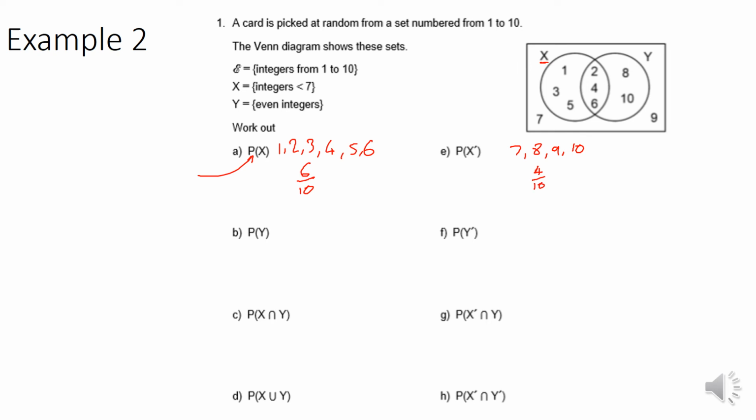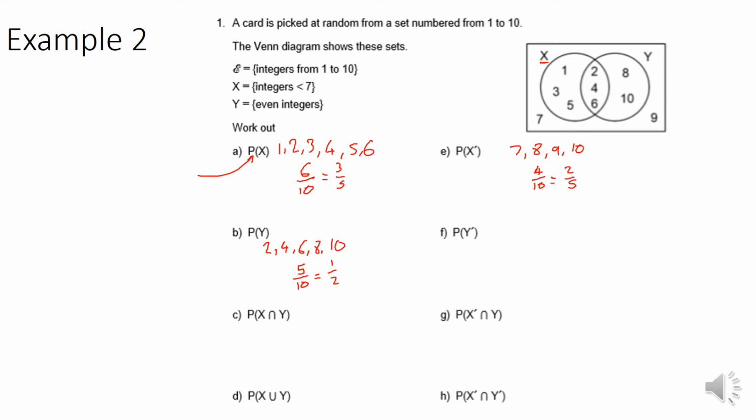Okay, so let's look at Y now. So P of Y, so the probability of it being in Y, we've got 2, 4, 6, 8, 10. So that is 5 out of 10. Simplify it down to half. We should really simplify all of these.